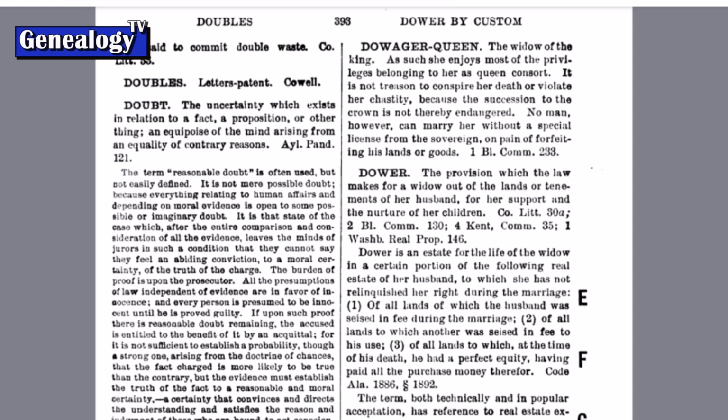So you can have this reference material. But basically it says a provision of the law that makes for a widow out of the lands or tenements of her husband, for her support and nurture of her children. And so, yeah, dower is an estate for the life of the widow in a certain portion of the real estate of her husband, to which she has not relinquished her right, that's the dower right, during the marriage. Okay, I could talk about this all day long, but that is a quick and dirty way you can learn some of those terms.